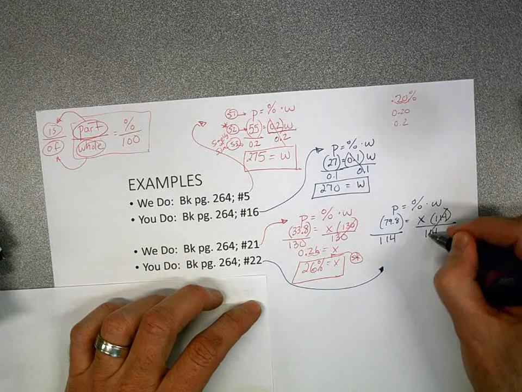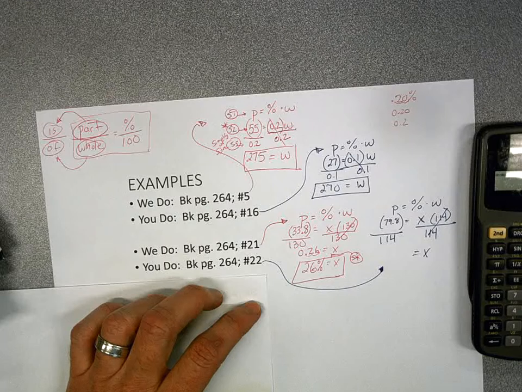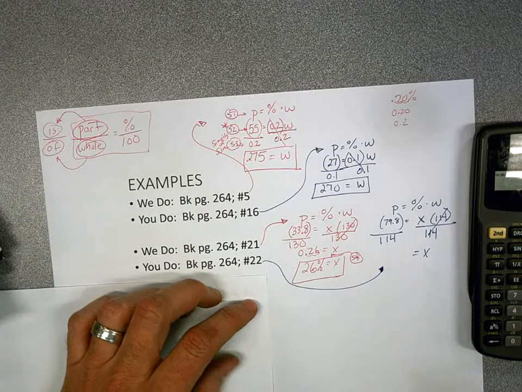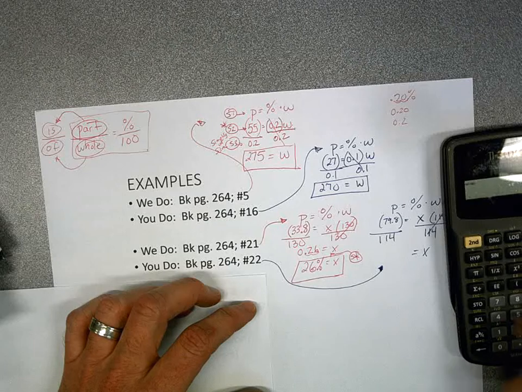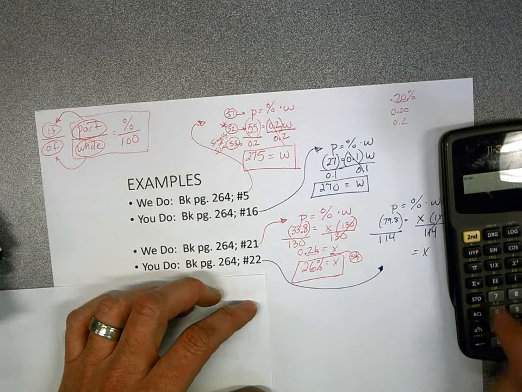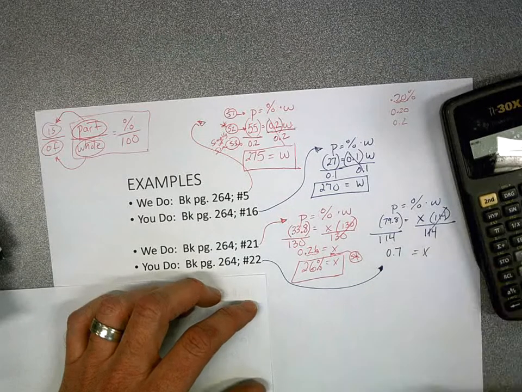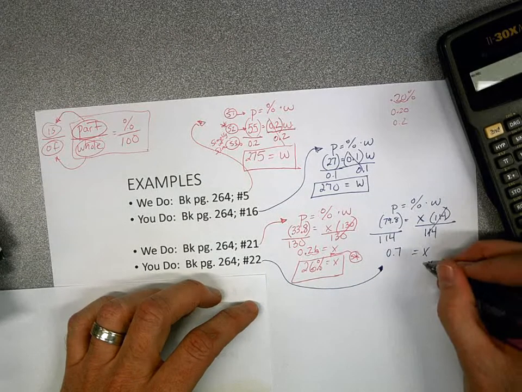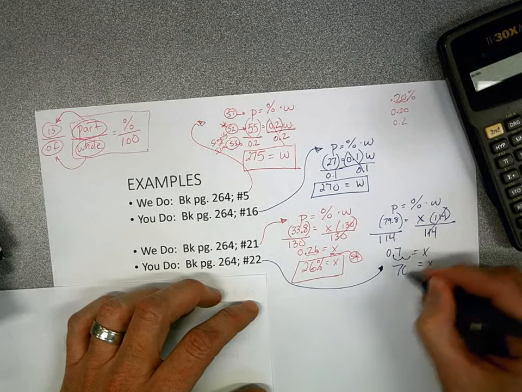That cancels. X equals, and I'm already thinking in my mind, so I don't forget, that as soon as I solve this, it's going to be the decimal form of the percent. So here we go. 79.8 divided by 114 equals 0.7. I'm hoping that no one put 7%, because you have to move it twice. This is 70%.